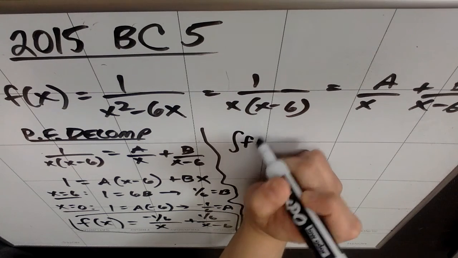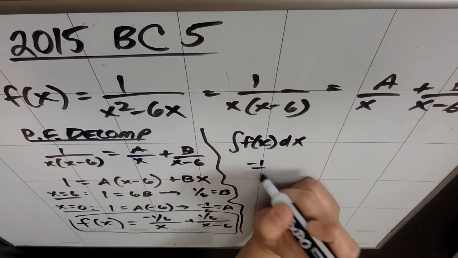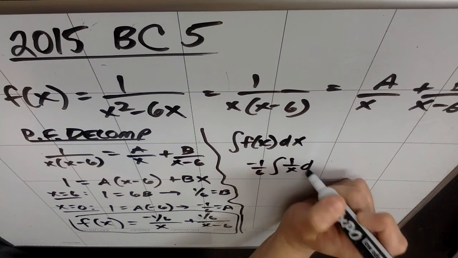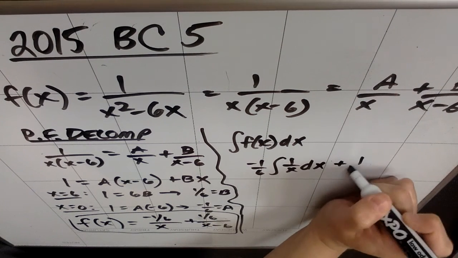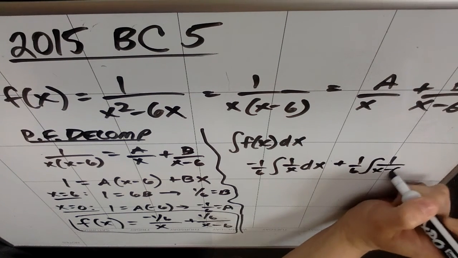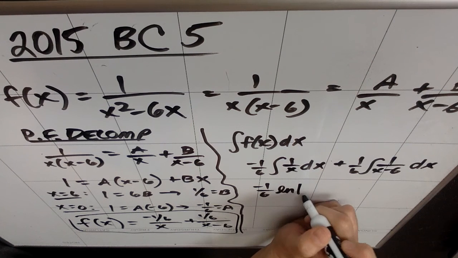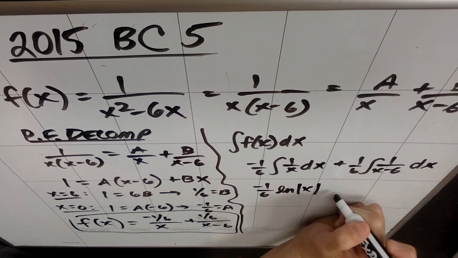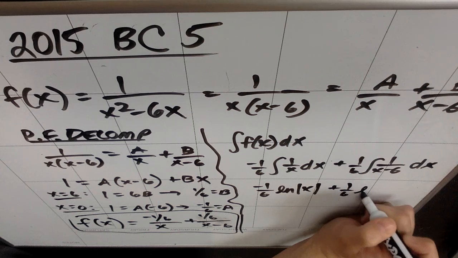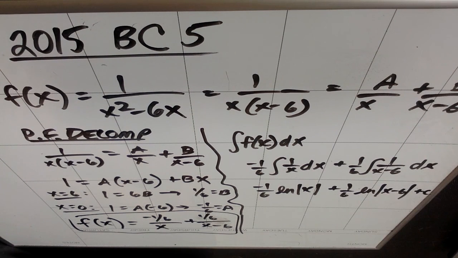Now you're asked to integrate f of x, now that you've done the decomposition. So I'm essentially just going to yank the 1/6 out, right? So this is the integral of negative 1/6 times 1 over x dx, plus 1/6 times 1 over x minus 6 dx. Those are both natural logs. So I get negative 1/6 in front of the natural log of the absolute value of x, plus 1/6 in front of the natural log of the absolute value of x minus 6, plus a C, right? And I was not given a value to find C, so I'm stuck with it.